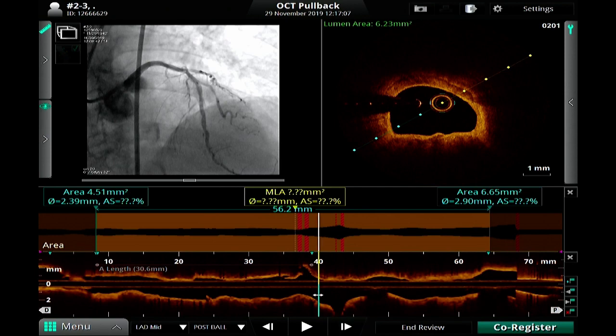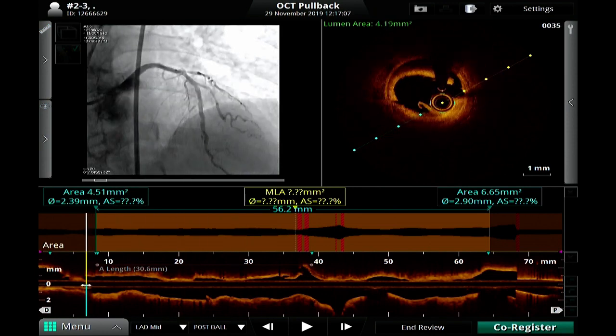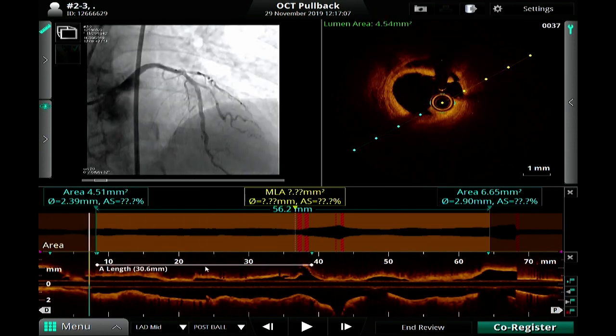On the OCT evaluation, there is some edge dissection at the distal margin of the stent, and the narrowest lumen area within the stent after the cutting balloon is 3.2 in the mid portion. The angiographic appearance is a little bit hazy in the mid portion of the stent. Next. The dissection seems quite small.